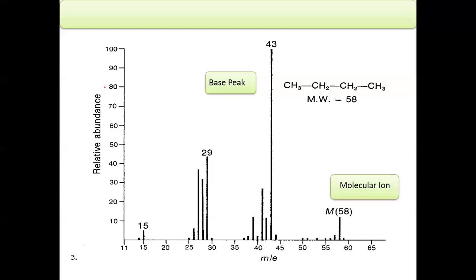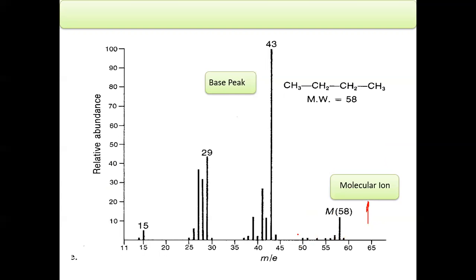Look at this relative abundance. Relative abundance means how many ions of that particular fragment are present. And the x-axis has the mass to charge ratio. Look at this, the peak at 58 is the highest or heaviest peak in the spectrum, so this is called the molecular ion peak. The molecular weight of butane is 58, and we have a peak at 58. We can find out the molecular weight of the compound from this peak.